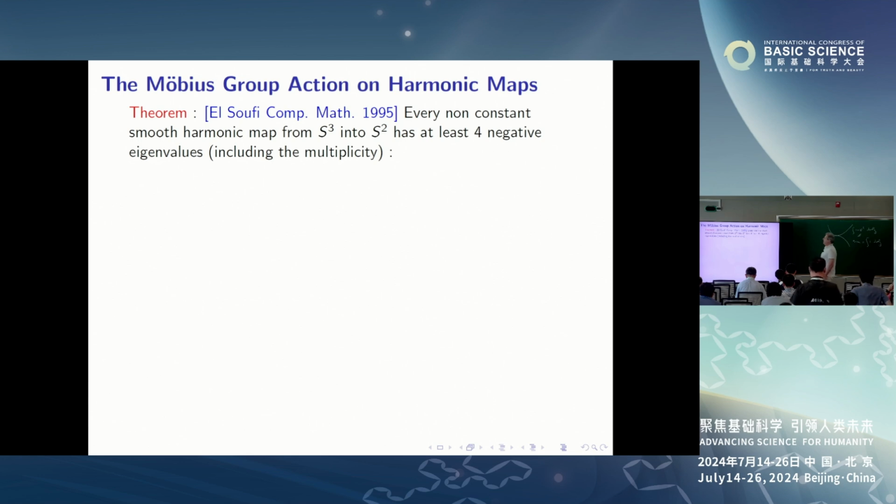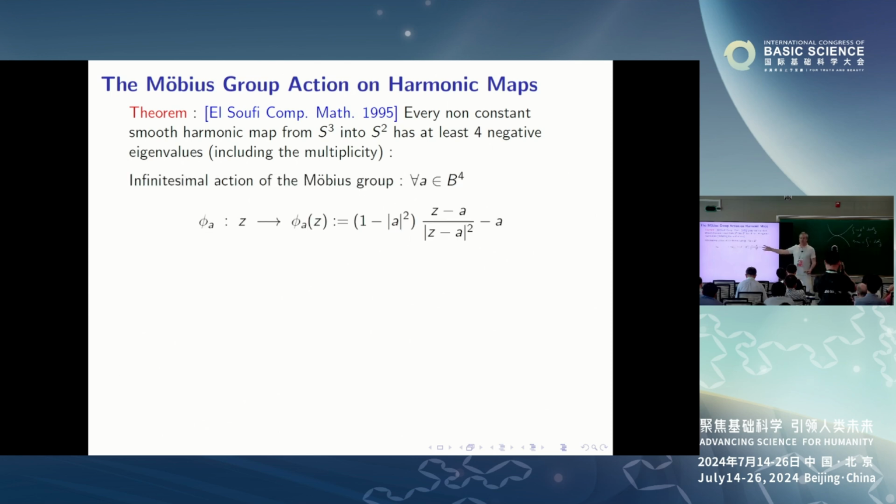So there is a fact which is also very reminiscent of what has been proved for minimal surfaces. This was discovered by Hamid El Soufi. Every non-constant smooth harmonic map from S3 into S2 has at least 4 negative eigenvalues. And these 4 negative eigenvalues are just coming from this Möbius transformation. So if you apply, and now you can see that in fact, if u is harmonic, if you compose with all Möbius transformations, it's a smooth harmonic map from S3 into S2.